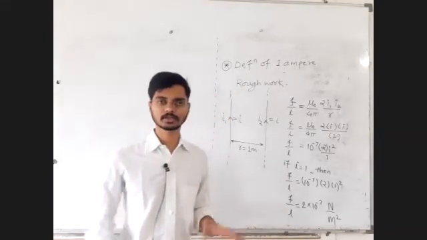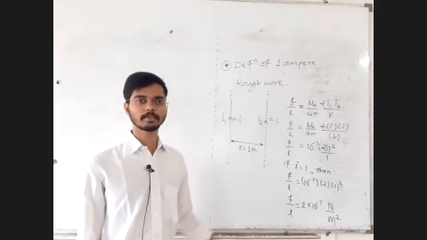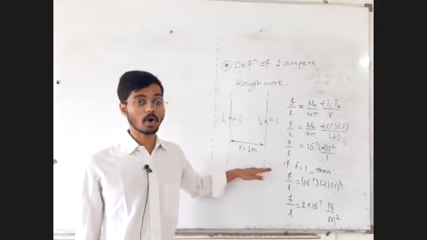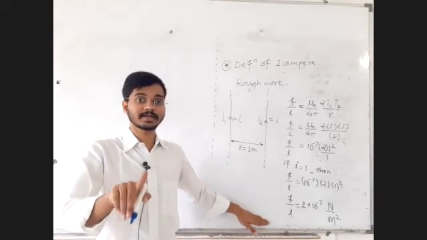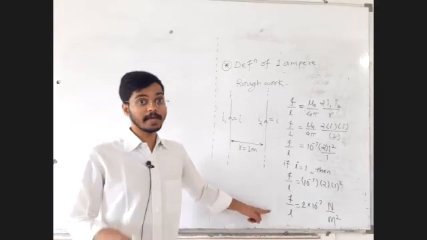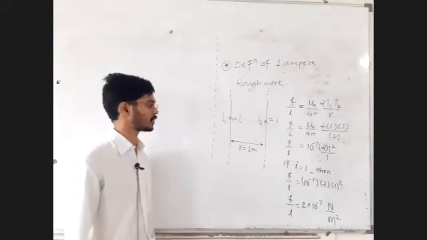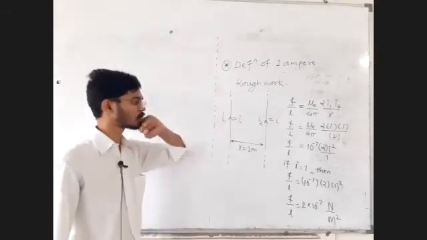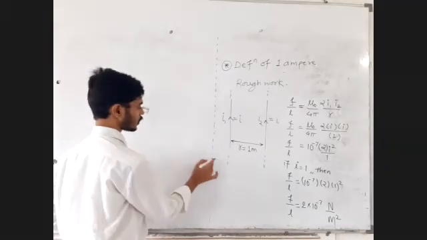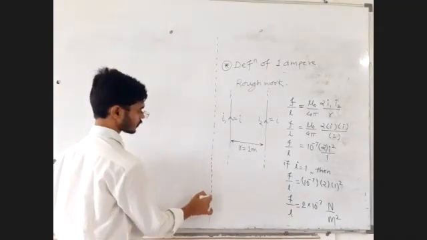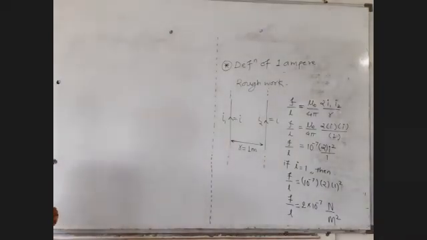Reply to me in the chat box. Are you getting it? I am assuming I as 1 and I am observing what is happening. Then to define the current I equal to 1, I will say, if this happens, then I should be equal to 1. Is this rough work clear to all of you? What kind of thinking is involved behind writing the definition of 1 ampere?